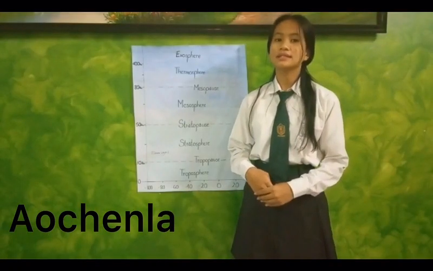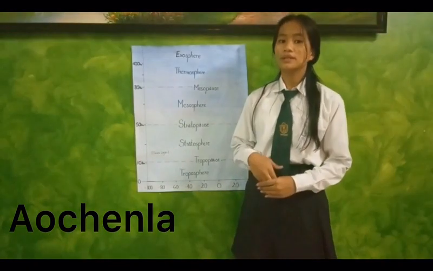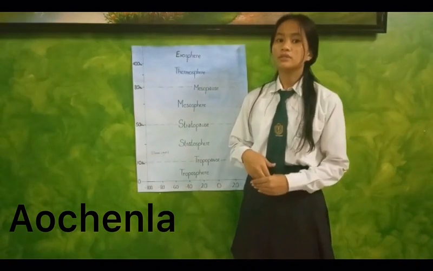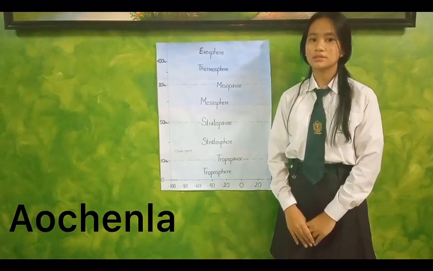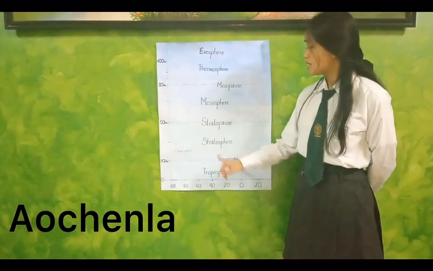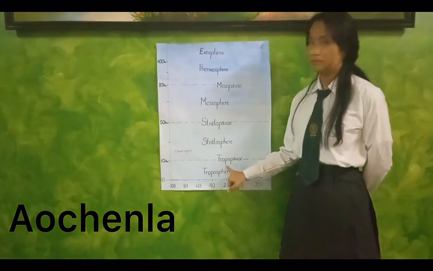The temperature in this layer decreases at the rate of 1 degree Celsius for every 165 meters of height. This is the most important layer for all biological activity. The zone separating the troposphere from the stratosphere is known as the tropopause.